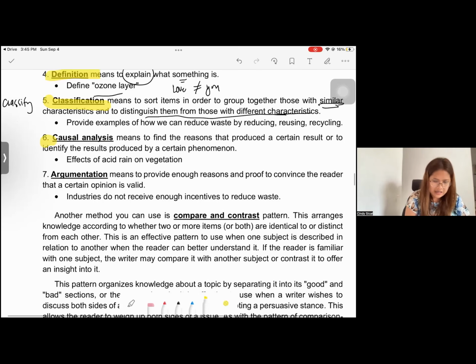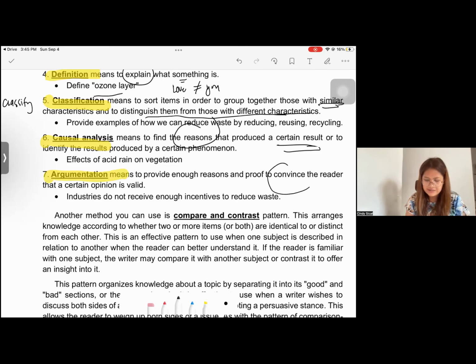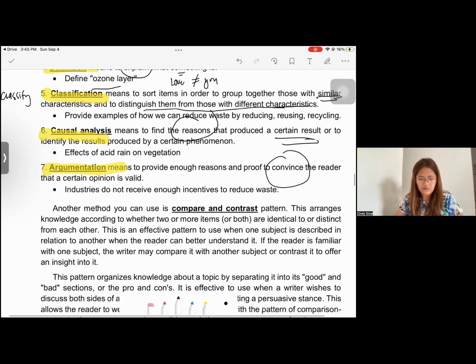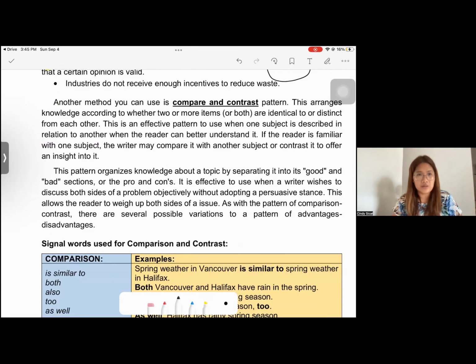And then we have causal analysis. You find the reasons why something happened, okay? So why did they get unemployed? You look for the reason. So why did they get sick? You look for the reason. Then argumentation, okay, you try to provide enough reasons and proof for you to convince the reader. So there's a certain opinion or argument that you would like to put forward to your readers. Example, industries do not receive enough incentives to reduce waste.